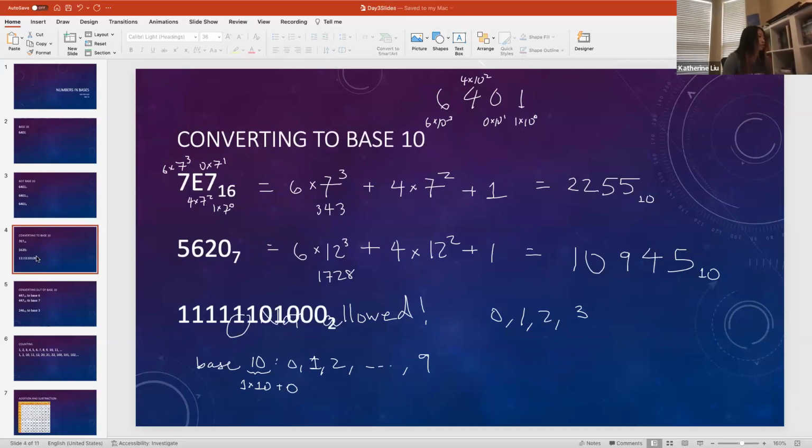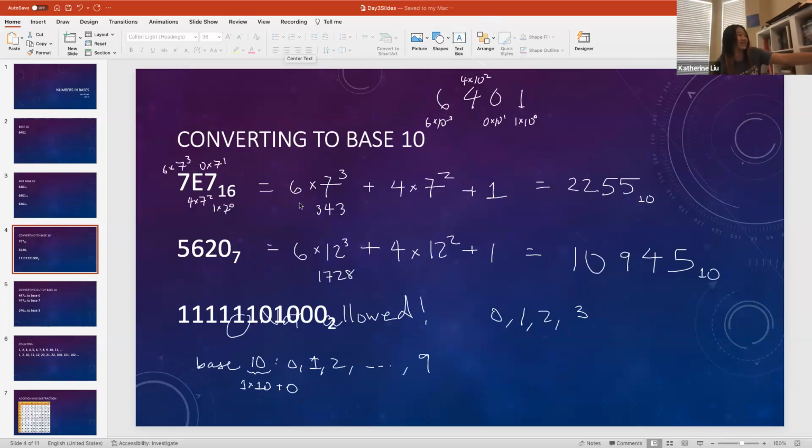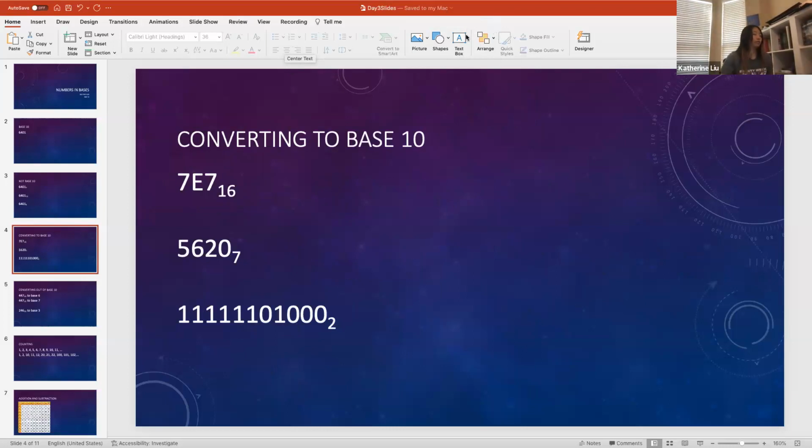So now let's go to the next page. On the previous slide, I showed y'all a little bit of how to convert from something not in base 10 to something in base 10. But as you saw, it was kind of tedious, right? We had to evaluate all these powers and everything, and that's just really annoying. So instead, I'm going to show you all a different way to convert. And you might think this one is a little bit easier, or you might not. It doesn't really matter.